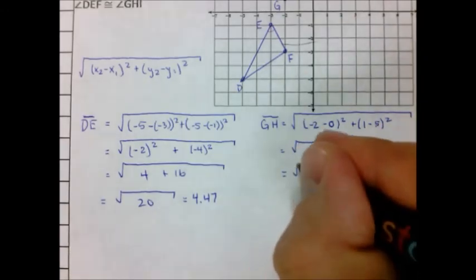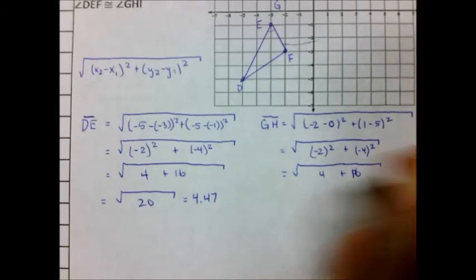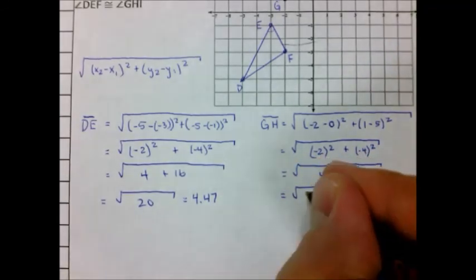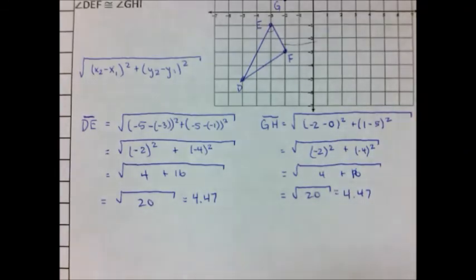And we see we're on the same track here, right? We've got the same numbers all the way through, and we're going to get the square root of 20, which we just found was 4.47, which means that DE is equal to GH. What I want you to do is finish that out. Prove that the two triangles are congruent, and then using CPCTC we can say that if those two triangles are congruent, angle DEF is congruent to angle GHI. All right, good luck.